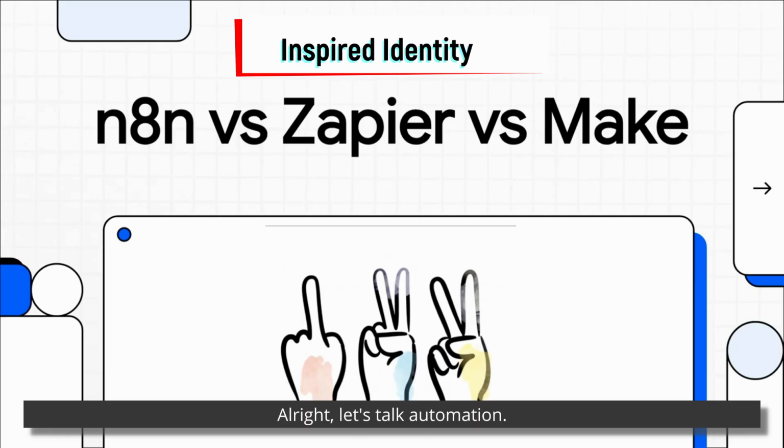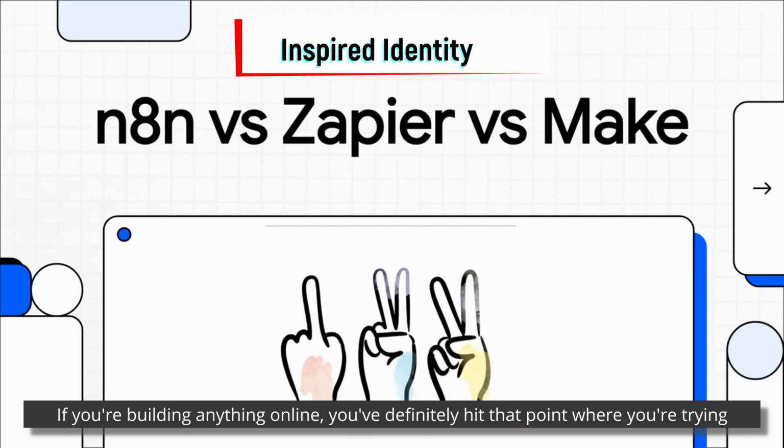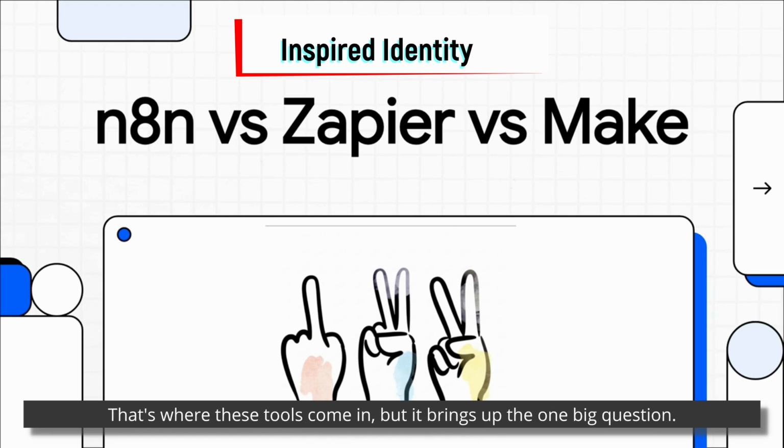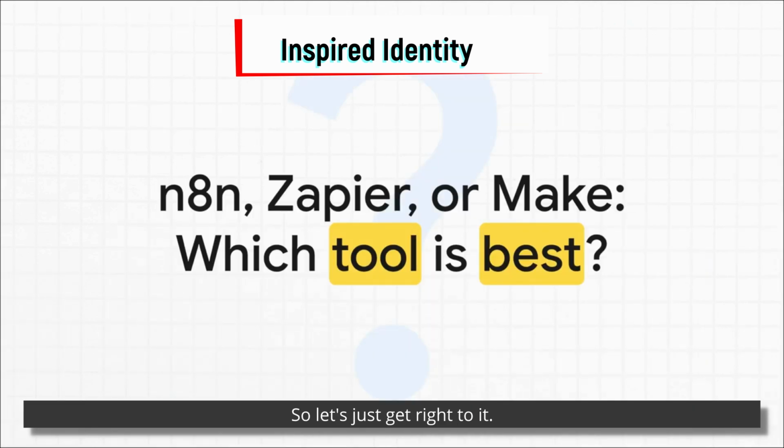All right, let's talk automation. If you're building anything online, you've definitely hit that point where you're trying to get all your different apps and services to talk to each other, and it's a nightmare. That's where these tools come in. But it brings up the one big question. n8n, Zapier, or Make? It feels like a battle of the titans. And today, we're going to figure out which one is right for you. So let's just get right to it.